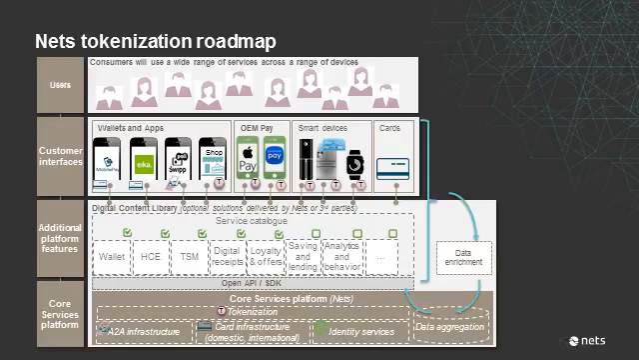And if we unfold that a bit, then you'll see here in this slightly more detailed layered stack that the lowest level is where the tokenization actually happens. And on the middle level, you'll see the additional platform features, which might be a wallet, might be HCE, but we also have other technologies such as TSM, which is still existing. This is also where you will find digital receipts and loyalty and these types of services.